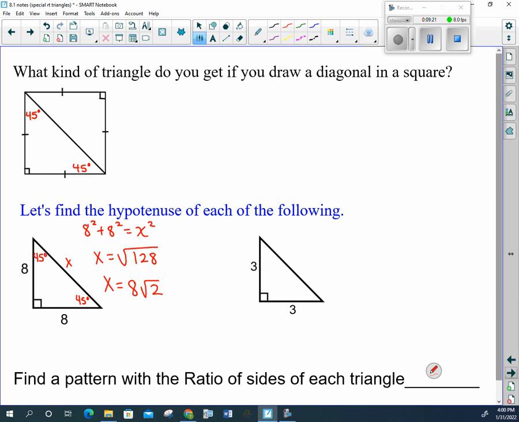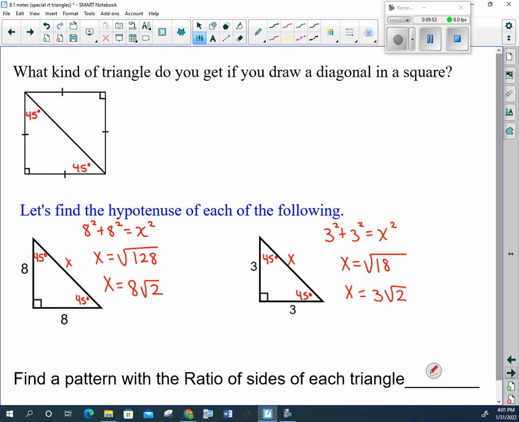And then over here, same thing. Since this is a right triangle, the legs are the same. So it's isosceles. So that means this is 45 and 45 degrees. So if I want to find the hypotenuse, Pythagorean theorem, 3 squared plus 3 squared equals x squared. So x is going to be the square root of 18. 9 plus 9 is 18. And then that's going to turn out to be 3 square root of 2.